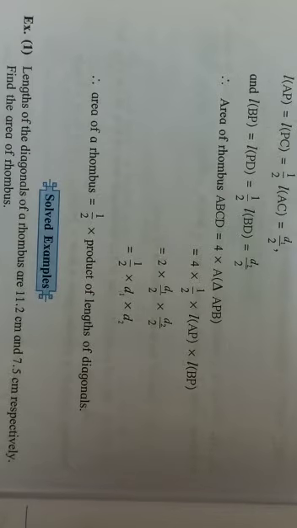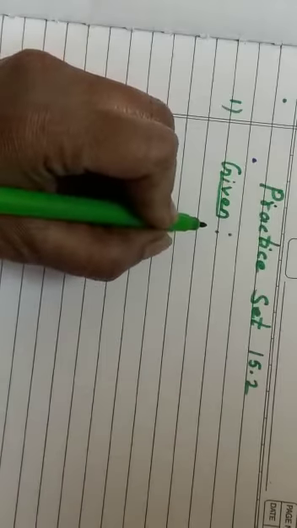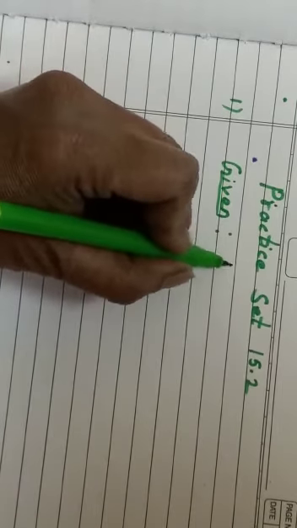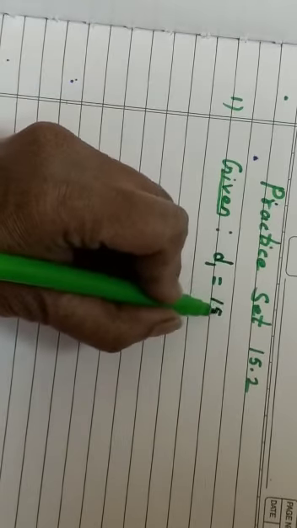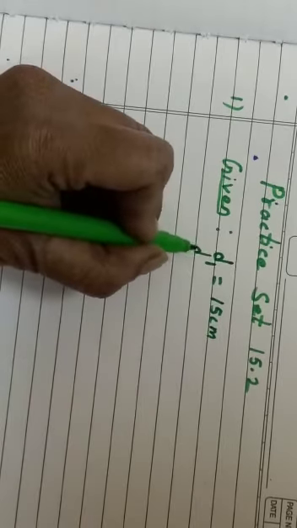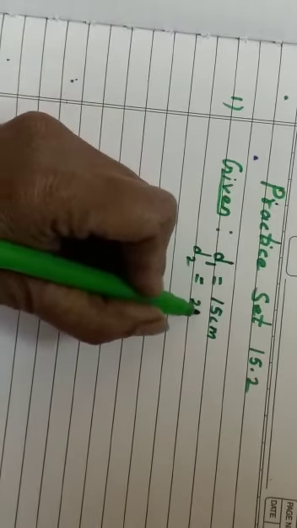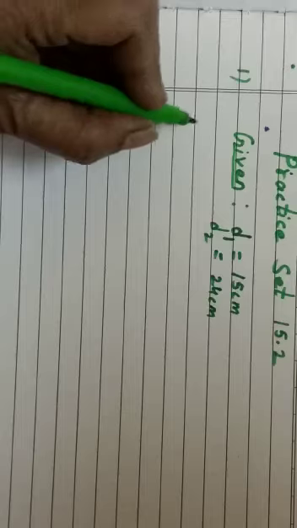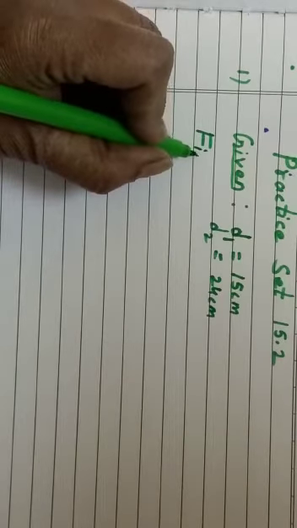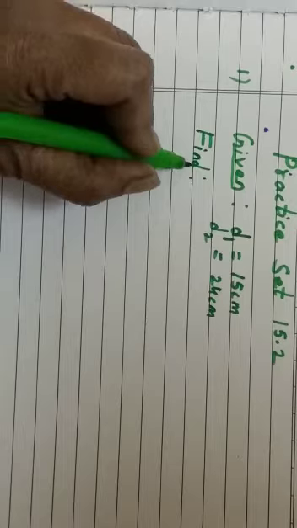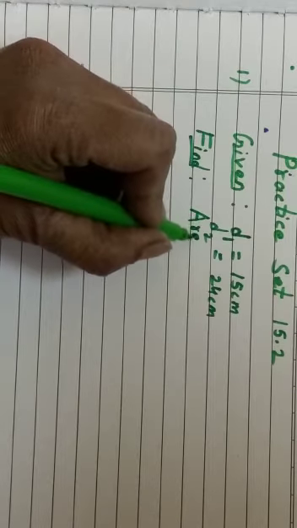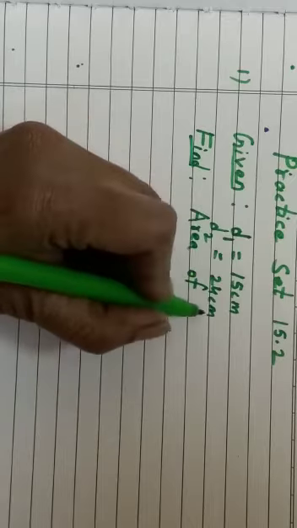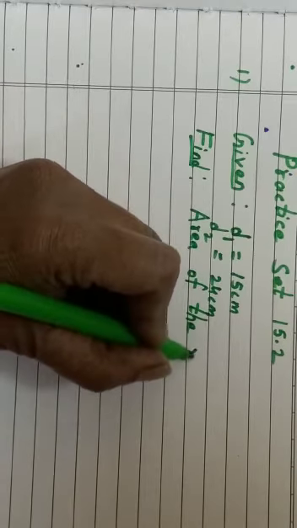First we will write what is given to us. So I'll start with given. In short we can write, two diagonals are given to you. d1 is equal to 15 centimeter and d2 is 24 centimeter. This is given to you. And then what do we have to find? The area of the rhombus. So you can write: find the area of the rhombus.